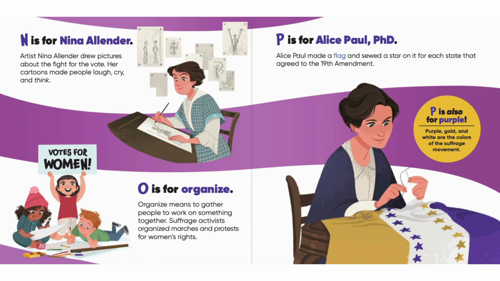P is for Alice Paul, Ph.D. Alice Paul made a flag and sewed a star on it for each state that agreed to the 19th Amendment. P is also for purple. Purple, gold, and white are the colors of the suffrage movement.